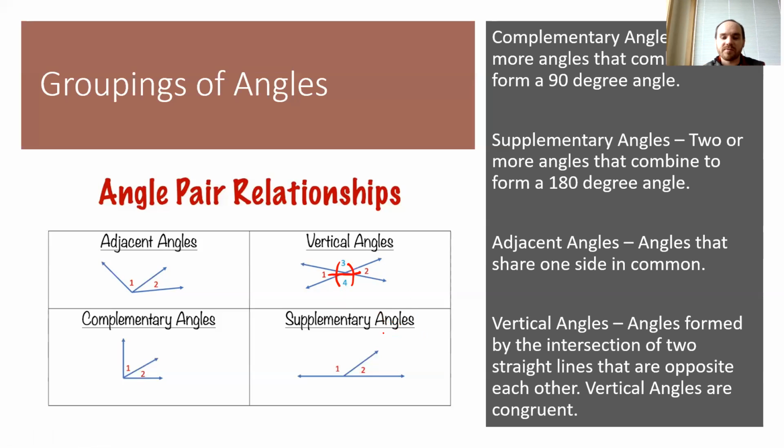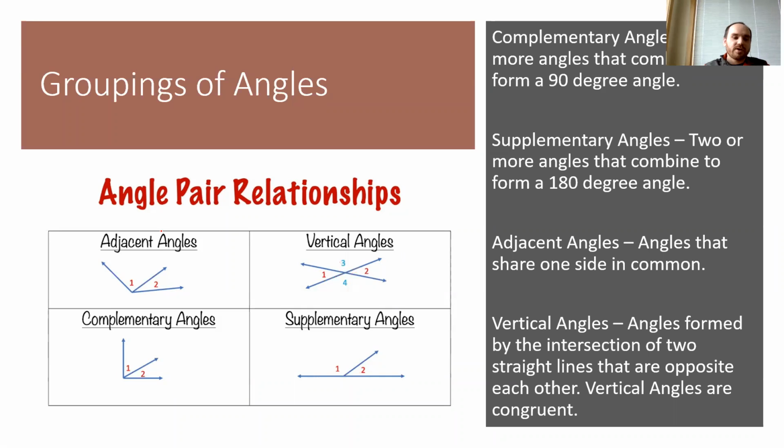Now, one of the nice things about vertical angles is that they are congruent. Can anybody remind me, what does congruent mean? Very good. It means they are the same. So angle 1 has the same measure as angle 2. Angle 3 has the same measure as angle 4.